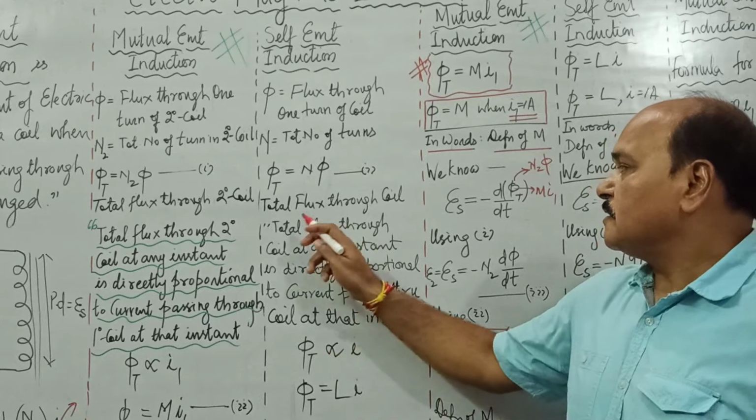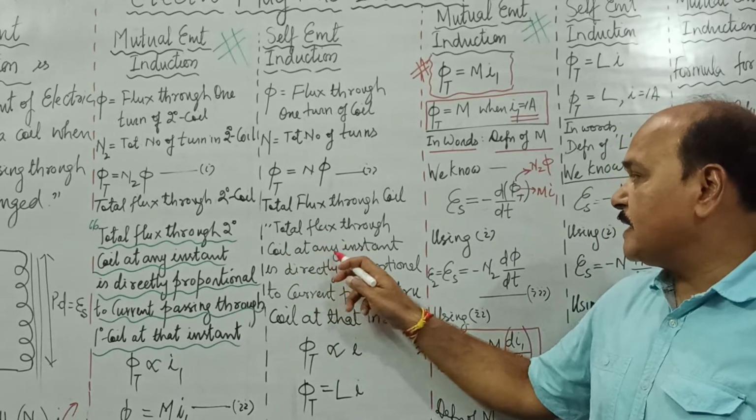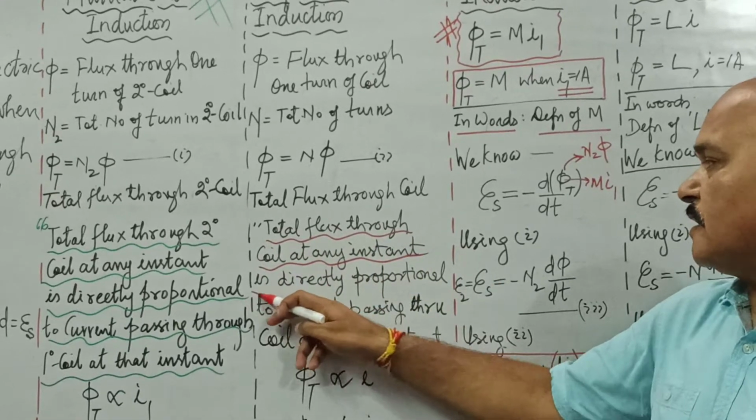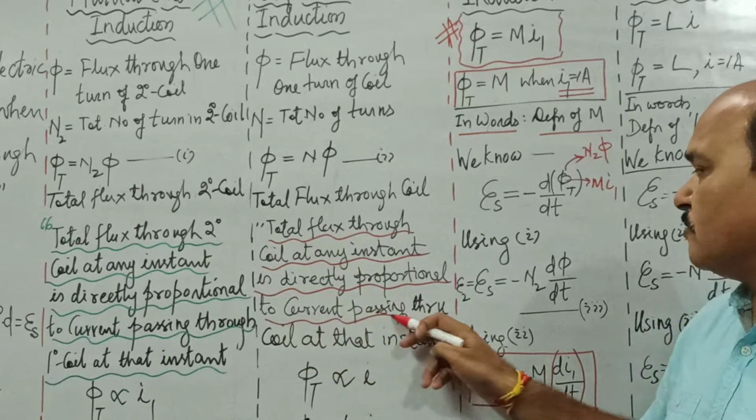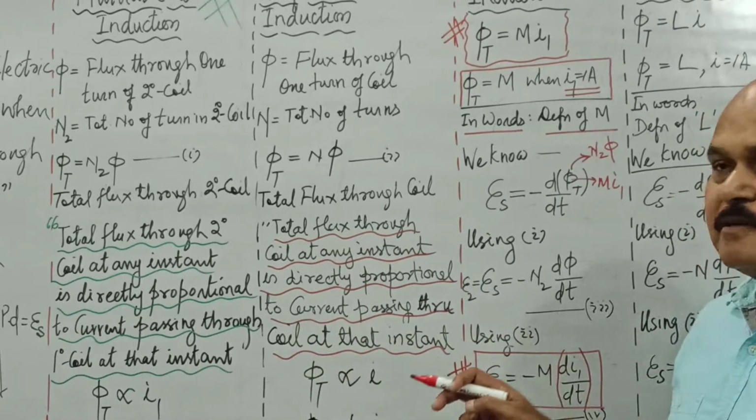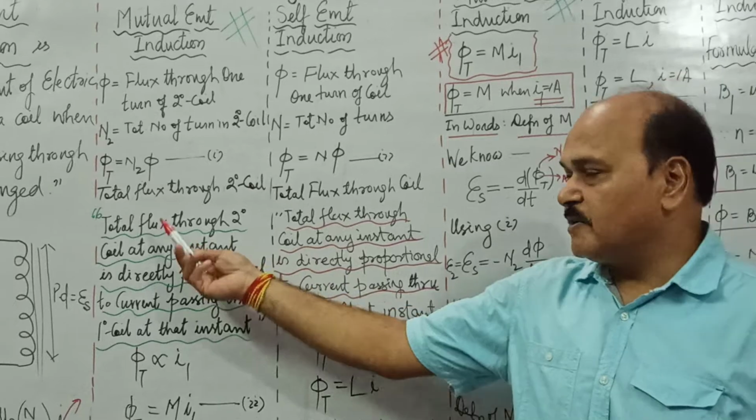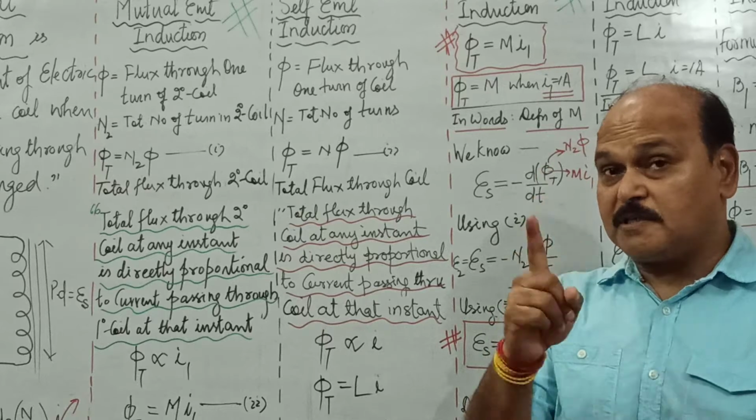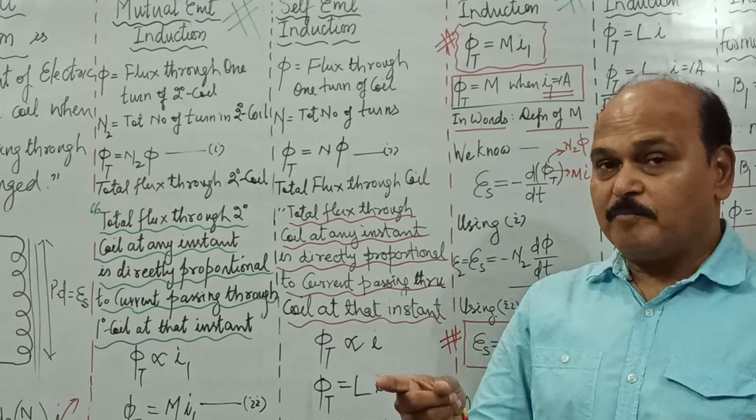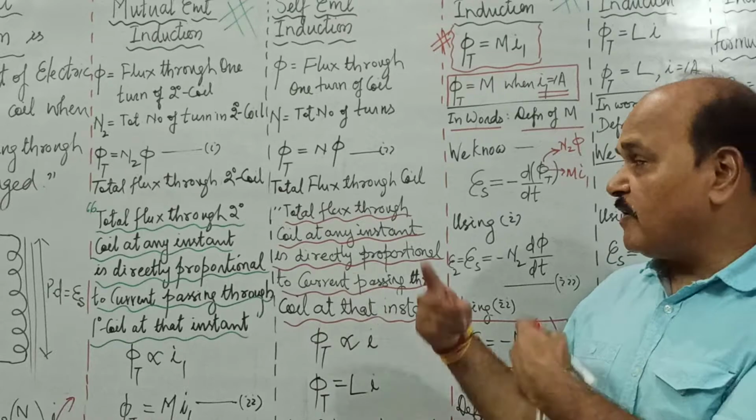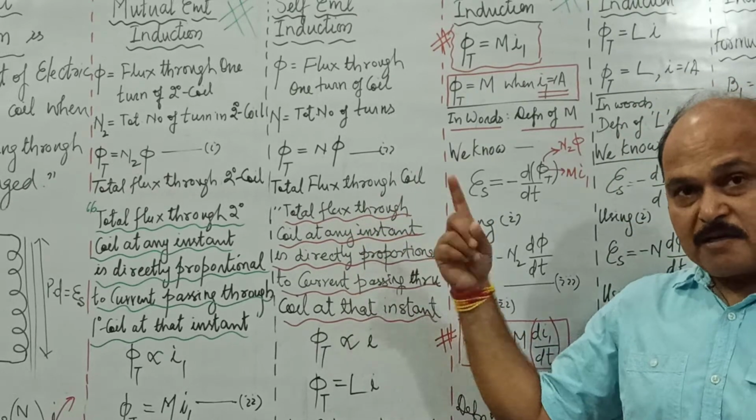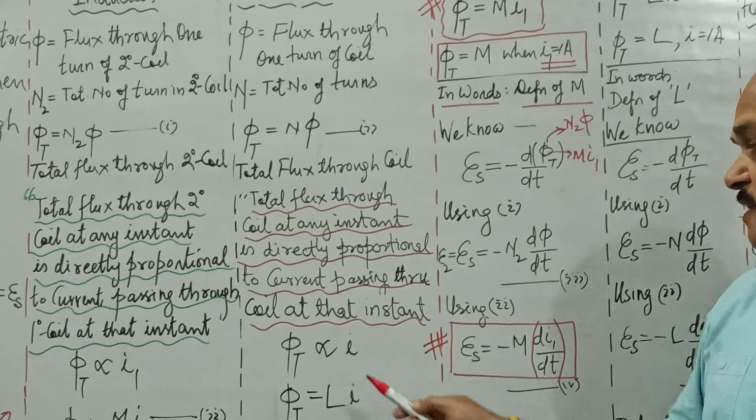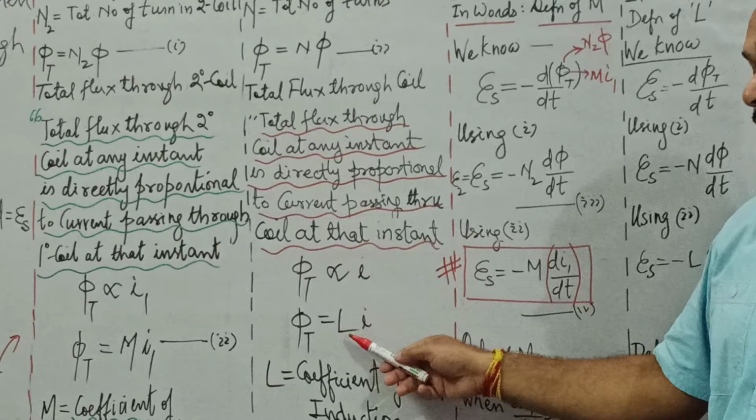Total flux through the coil at any instant is directly proportional to the current passing through the coil at that instant. What was there in the previous case? Total flux passing through the secondary coil at any instant is directly proportional to the current passing through the primary coil at that instant. But here we have just a single coil, so total flux passing through the coil at any instant is directly proportional to the current passing through the same coil at that instant. That means N phi is directly proportional to I.